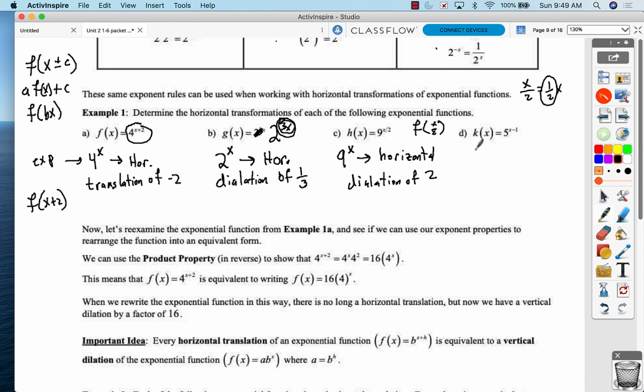Okay, this one's going to be, the original is 5x. You can pause it if you'd like. This is going to be a horizontal translation of, see, that's an x minus 1, so plus 1. Alright.